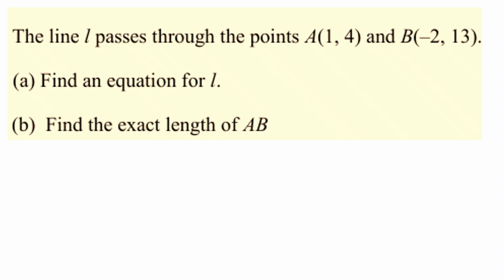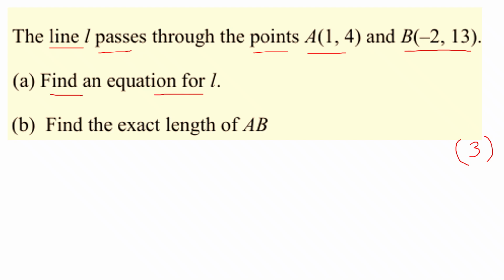Okay, folks, looking at some AS maths, looking at coordinate geometry, specifically straight line graphs and straight line equations. It says the line L, so little l, passes through the points A, which is (1, 4), and B, which is (-2, 13). Part A, find an equation for L.